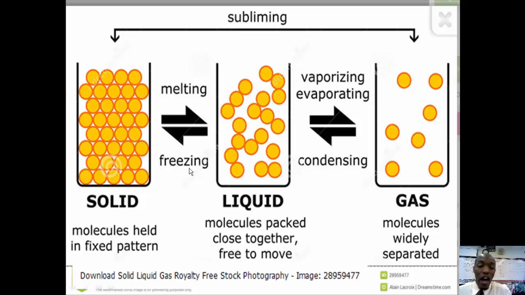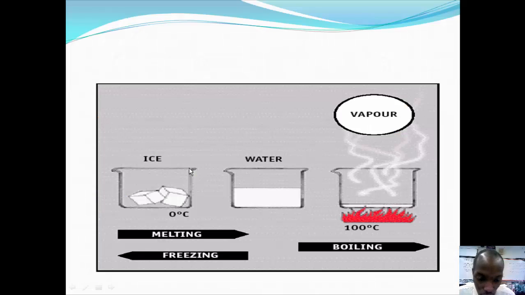So let's look at how it deals with water. Alright, so water melts from a solid to a liquid at 0 degrees Celsius. And then water boils at 100 degrees Celsius. That turns into a gas called vapor. But the reverse is also the same thing. So water goes from a gas to a liquid by condensing, also at 100 degrees Celsius, and from a liquid to a solid, it freezes also at 0 degrees Celsius.